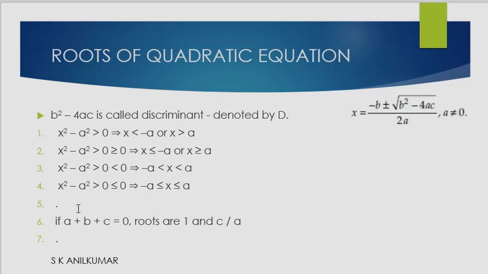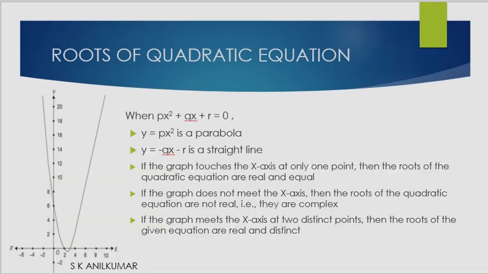a, b and c should ideally all be real numbers. If a plus b plus c is equal to 0, then the roots are 1 and c by a. Roots are 1 and c by a. The root will be 1 if a plus b plus c is 0. This is another deduction of the quadratic equation.